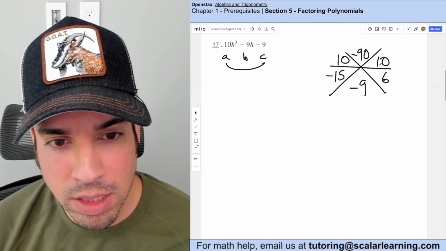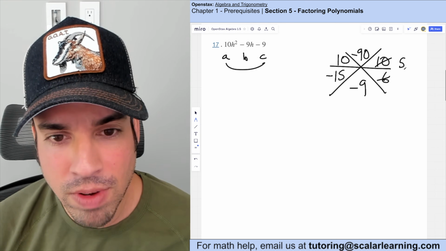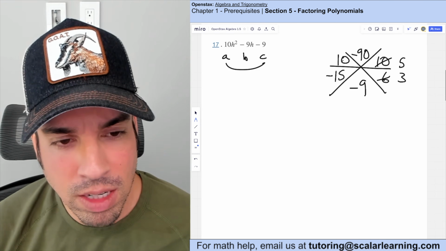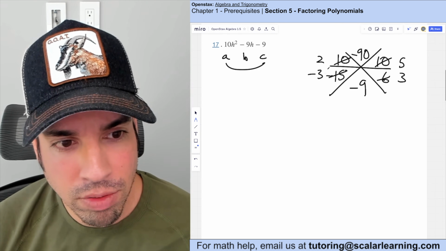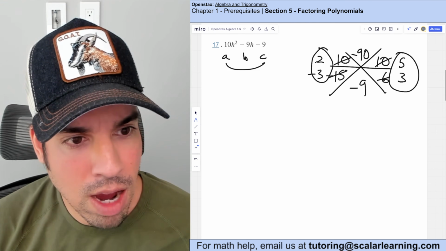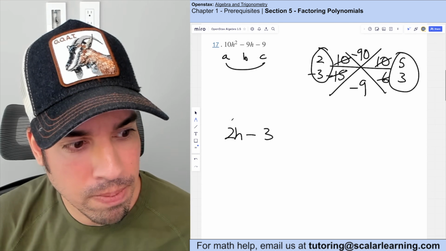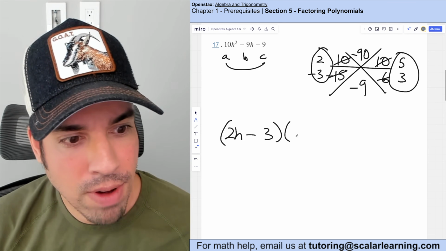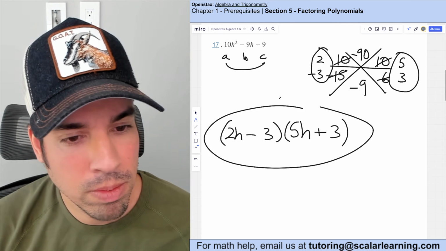So now I'm going to reduce these like so. 10 over 6 can be divided by 2 and 2. So it becomes 5 and 3. 10 and 15 can both be divided by 5. So we have 2 and negative 3. And these are the binomials. So now I have the top part pairs with the variable, so I've got 2h minus 3 times 5h plus 3. Boom, done.